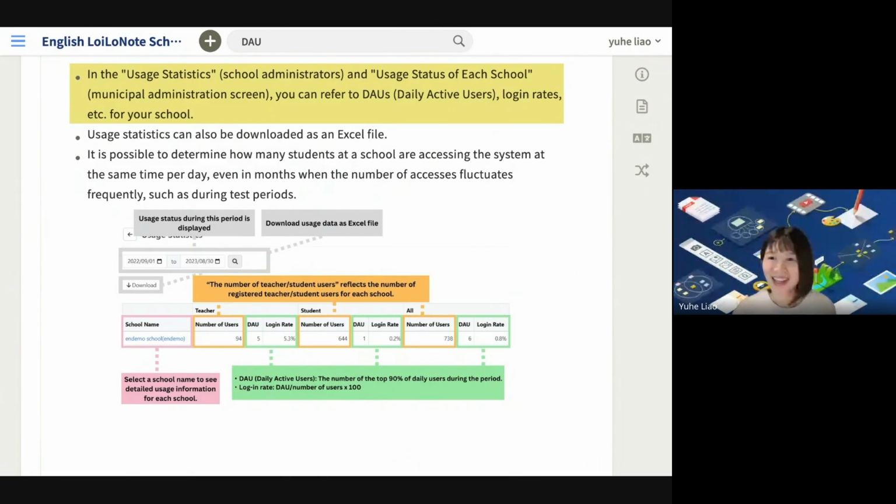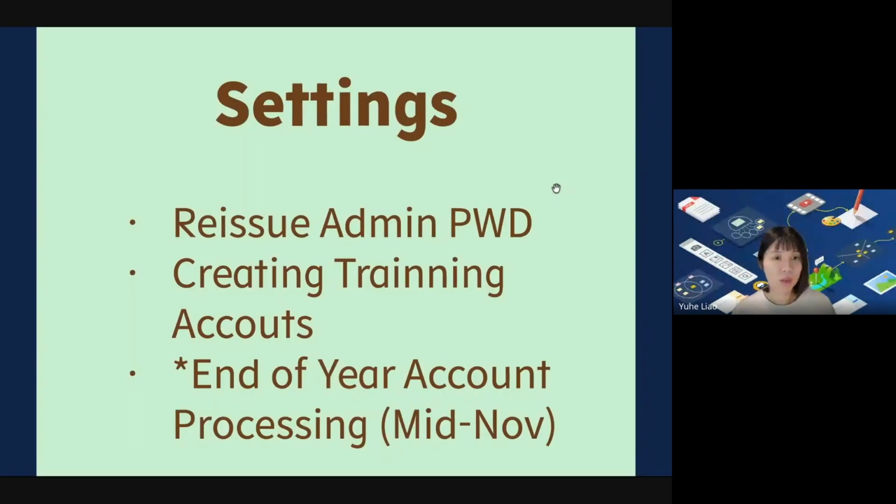Okay, thank you. Now we're going to talk about the settings. There will be two of them: how to reissue your admin password and how to create the training accounts. Some of you have already done the end of year account processing, but we'll do it in mid-November or December, so don't worry too much about it. Today, only two things we need to remember: reissuing the admin password and creating training accounts.